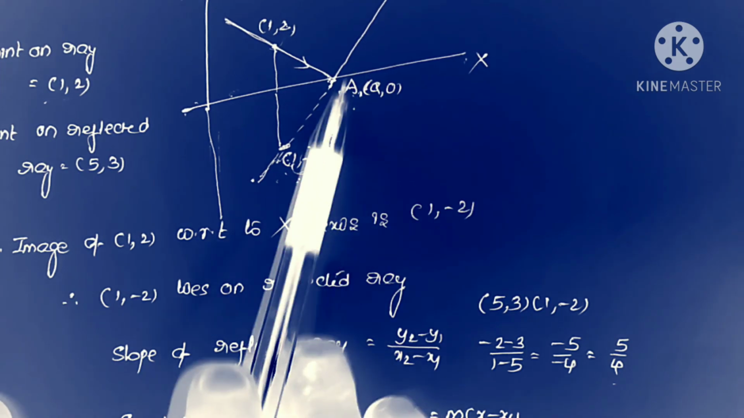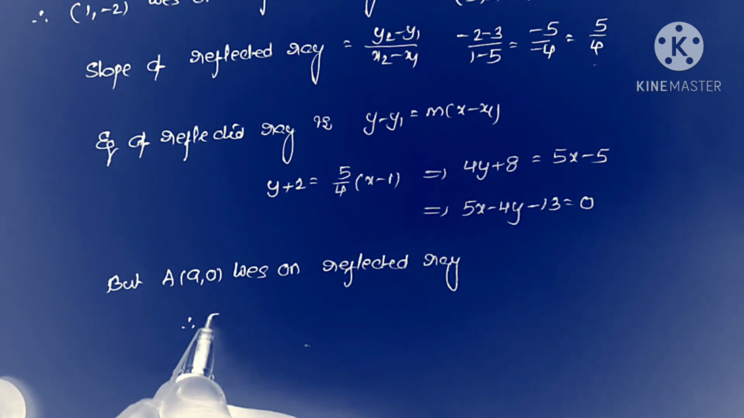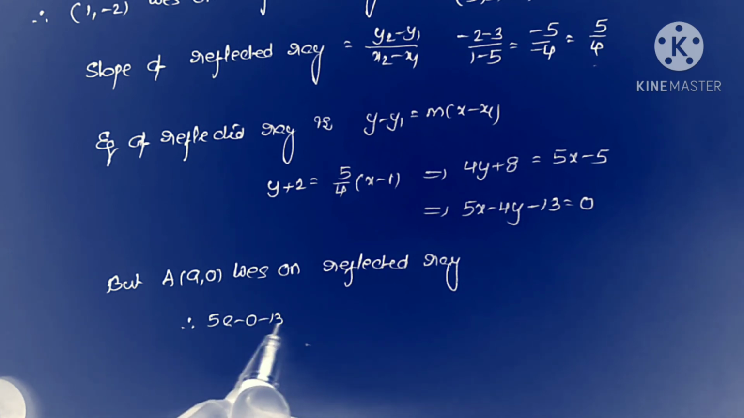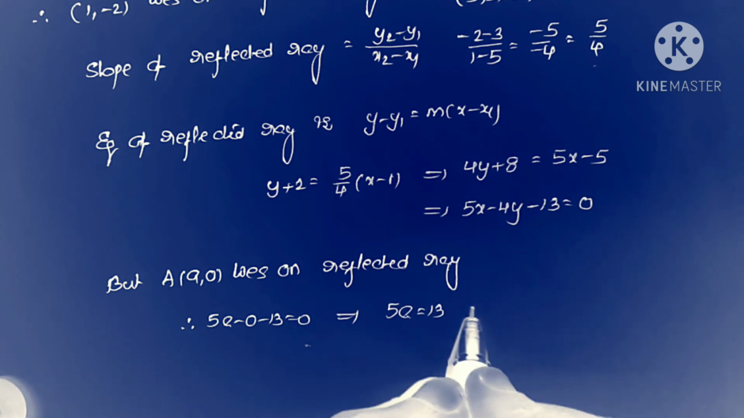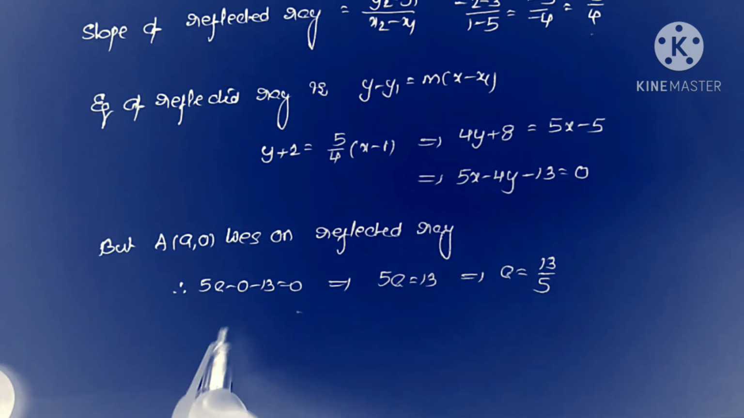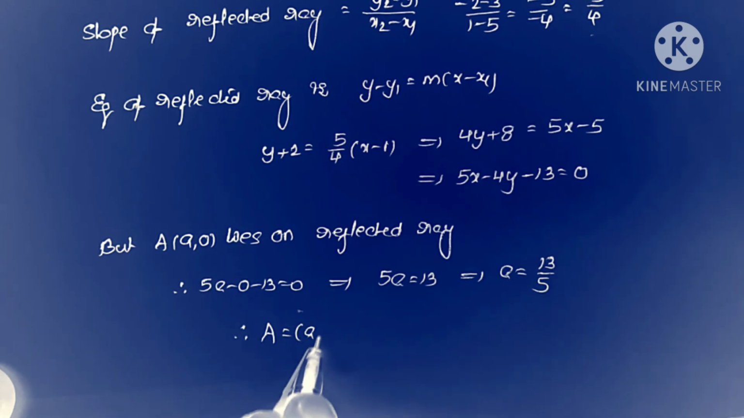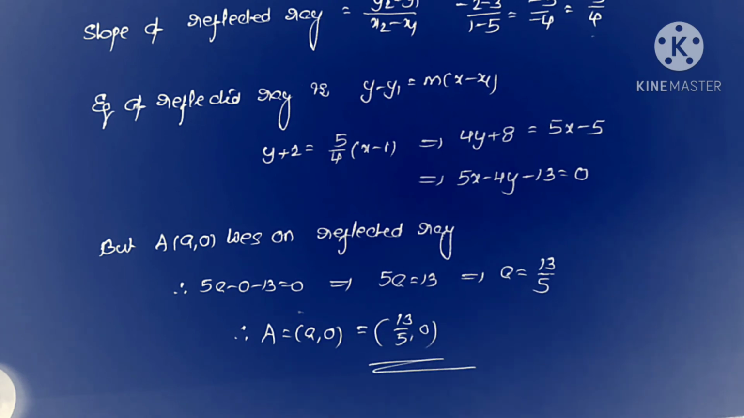Here what we have, the point A, 0 lies on the reflected ray. But A, 0 lies on the reflected ray. Therefore 5A minus 0 minus 13 equal to 0. That is 5A is equal to 13. Therefore A is equal to 13 by 5. Therefore the coordinates of A are A, 0, that is 13 by 5, 0. That's all. This is the answer.